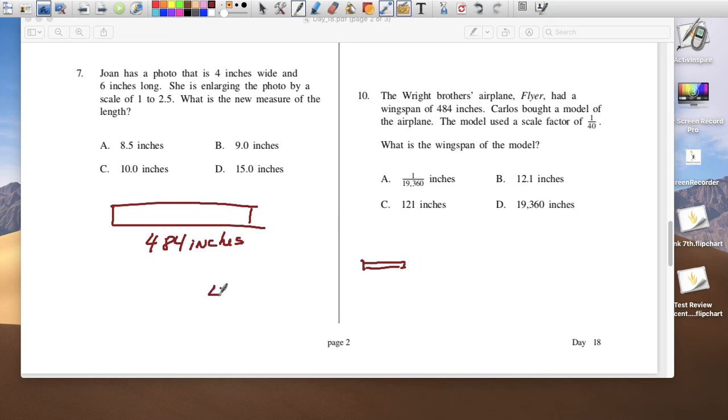So all we have to do is take 484 and times 1 over 40. We just divide by 40, whichever one you choose. That's going to give us 12 point 1. So in the model that he bought, it's going to give us 12.1 inches.